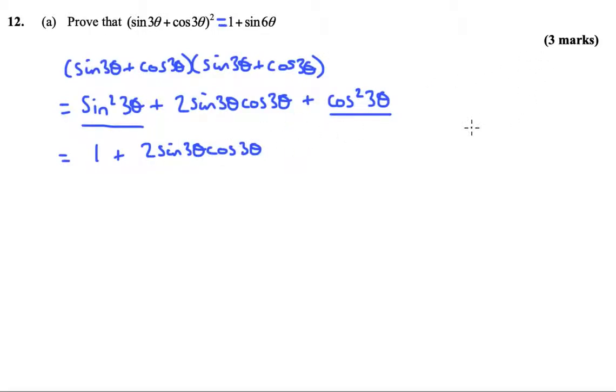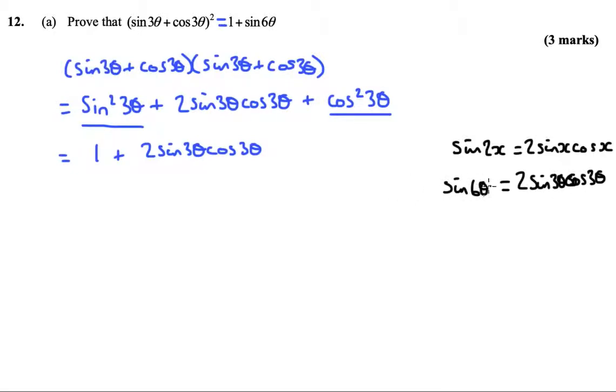Now, we know that sine 2x is the same as 2 sine x cos x. We've got a 3x or a 3 theta here. So what's that going to be equal to? Well, whatever I have here, I'm going to have twice as many here. So 2 sine 3 theta cos 3 theta must equal sine 6 theta. So that is equal to sine 6 theta, which is exactly what they've got up at the top there.